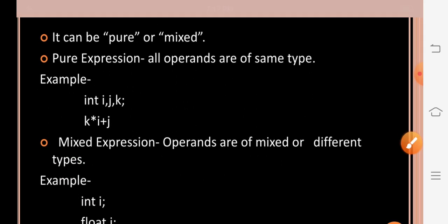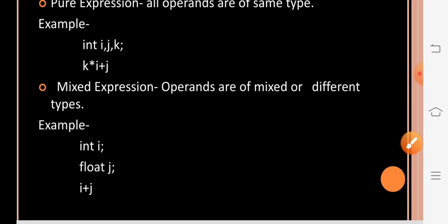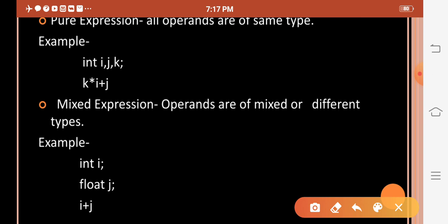For example, if I take here int i and float j, one is of type integer, one is of type float. And if I write i plus j, so i plus j is what? It is an expression, but it is a mixed expression because here i and j both are of different types. Clear?